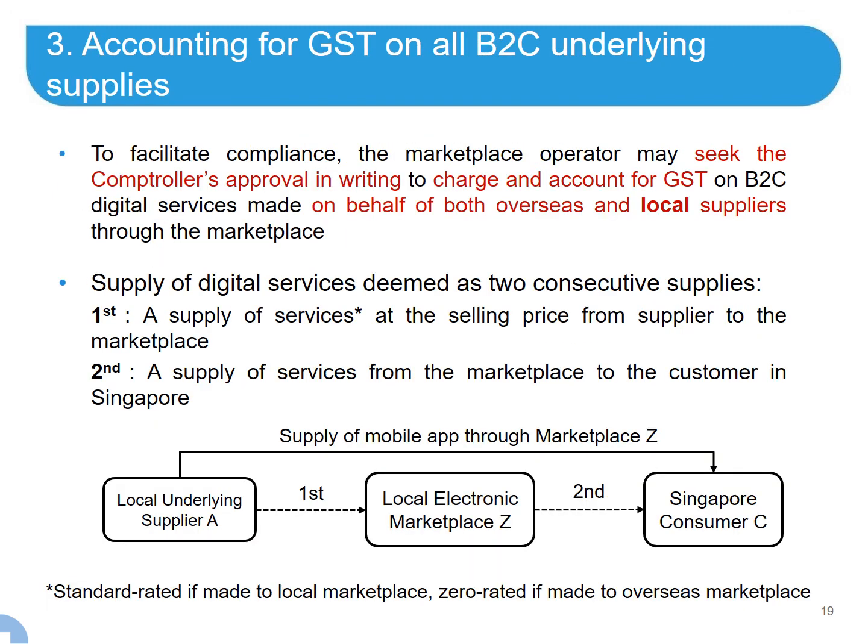Next, we will discuss one last concession that marketplaces may apply. To facilitate compliance, the marketplace operator may seek the controller's approval in writing to charge and account for GST on B2C digital services made on behalf of both overseas and local suppliers through the marketplace. This concession effectively allows marketplaces to charge GST on all B2C supplies made through their platform without having to determine whether the underlying supplier belongs overseas or in Singapore.